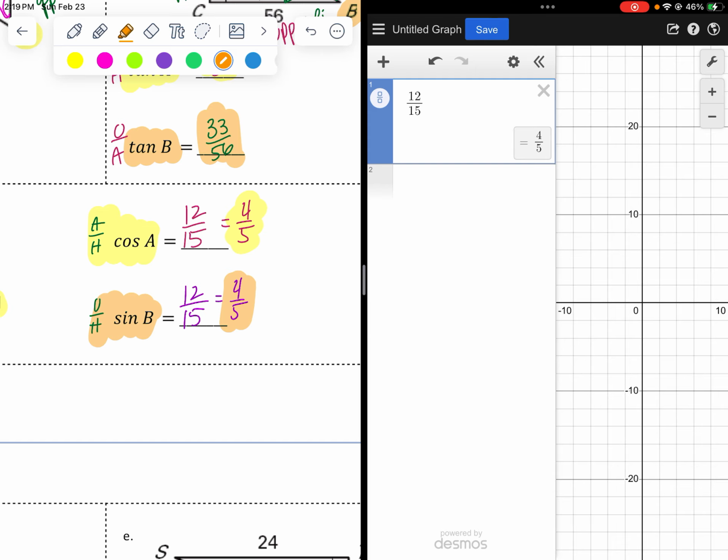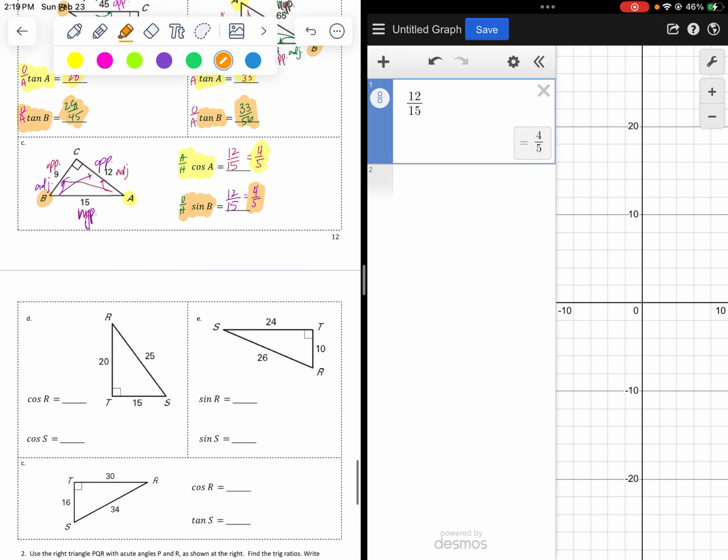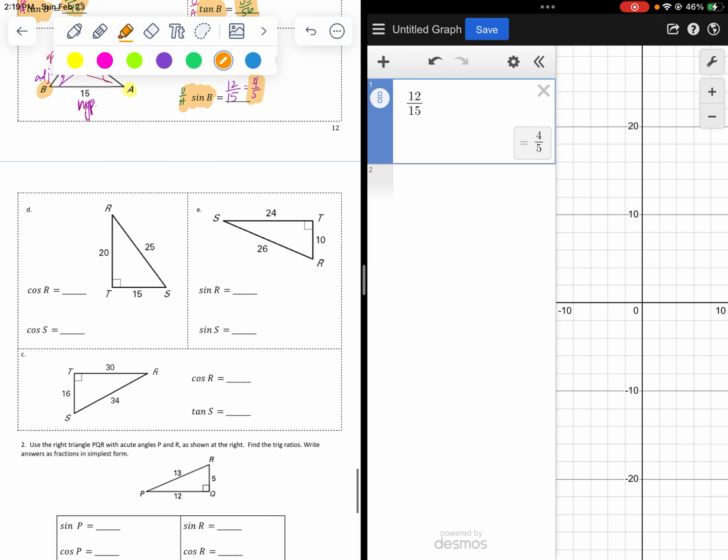Okay. I want you guys to go ahead and try the next page. Try D and E. Same exact thing. Use SOHCAHTOA, and figure out what trig function, and then figure out your sides. And then you guys are able to go ahead and get your ratios.